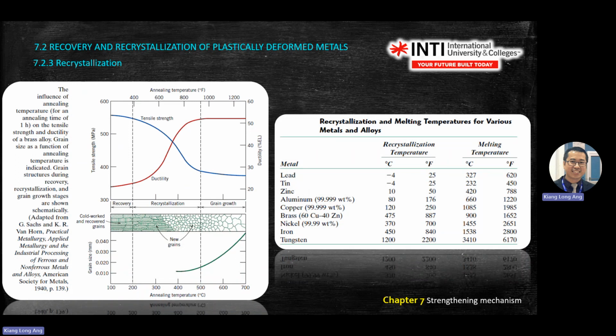So this is a more colorful diagram. Still here we have three phases: recovery, recrystallization, and grain growth. What is important for this graph is that you know there are three phases. What happens to ductility? Ductility will increase, and tensile strength will drop during this stage. And this table is important when the question asks you about recrystallization and melting temperature, so you can refer to it. Always read the unit: SI, which is Celsius, not Fahrenheit.